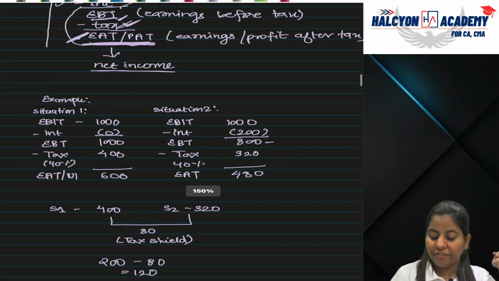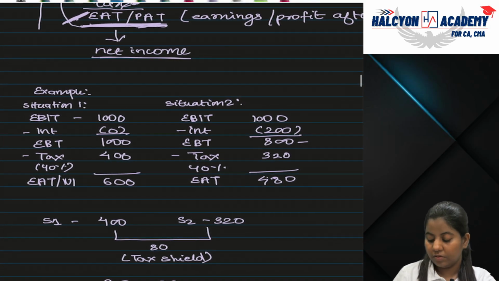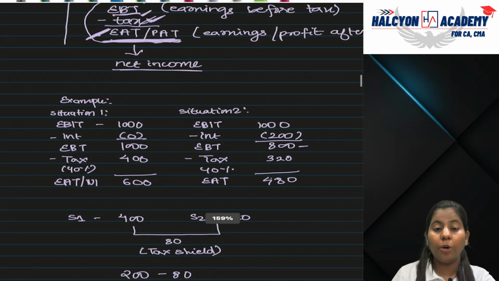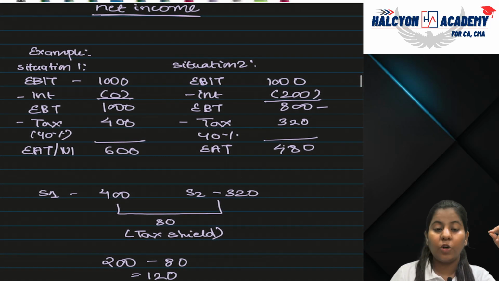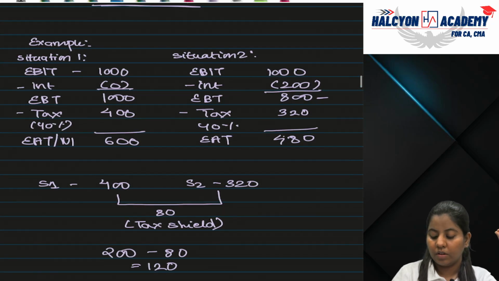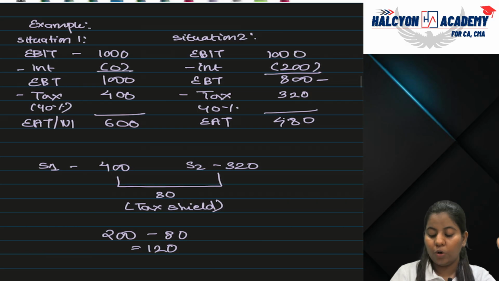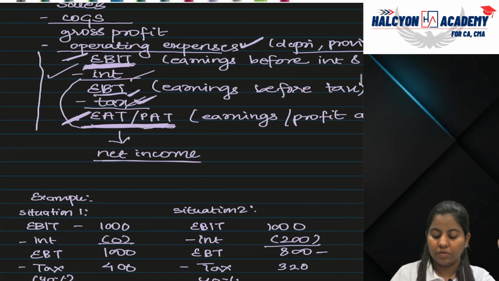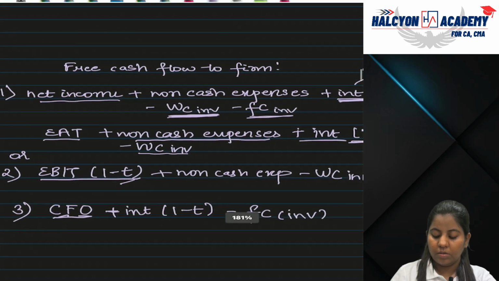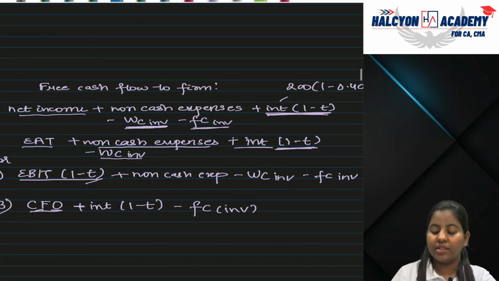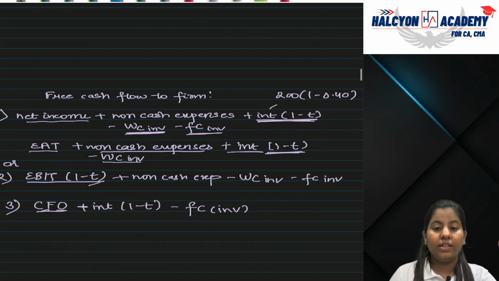Is it clear why we are taking interest net of tax? Because we are saving tax from interest. We are saving tax because of interest. So we have to take the net outflow. I hope it is clear to you all. Please copy this, and this formula is given in notes also. So is it clear to you all?